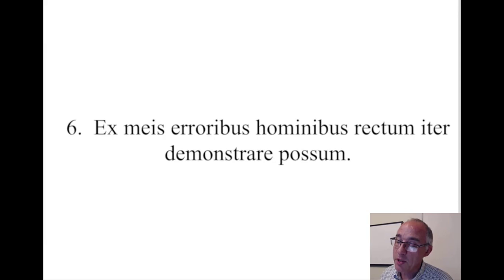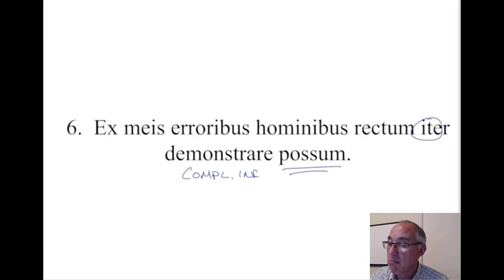Ex meis erroribus hominibus rectum iter demonstrare possum. We get to the end. There's my verb. I am able. What do I expect with possum? The complementary infinitive. I am able to show, complementary infinitive. Show what? A journey. Accusative, or path might be better here. Accusative, singular, neuter. What kind of path? The straight path.